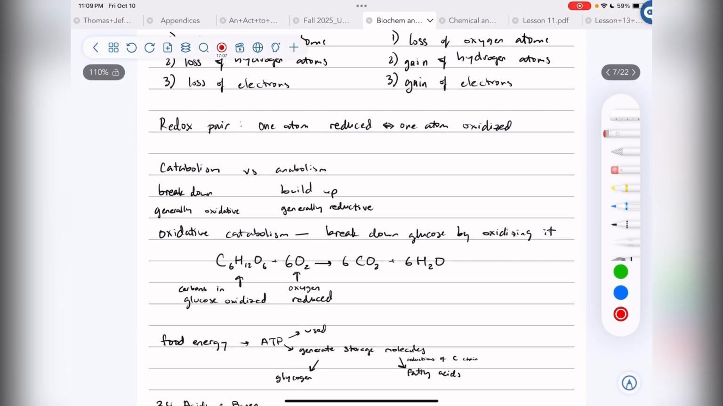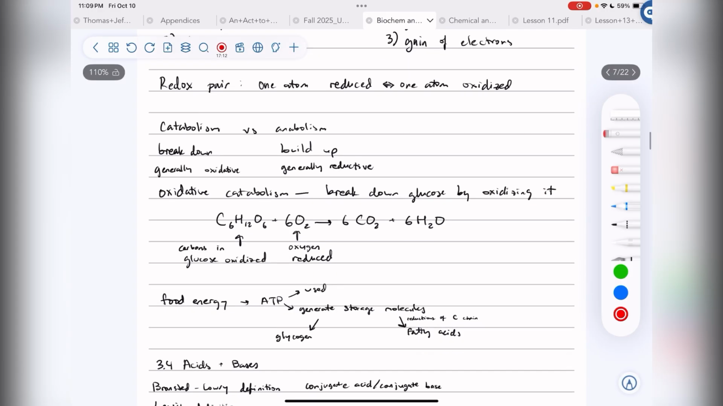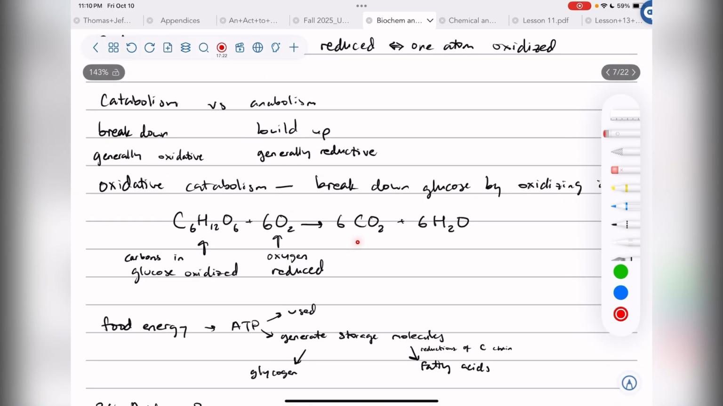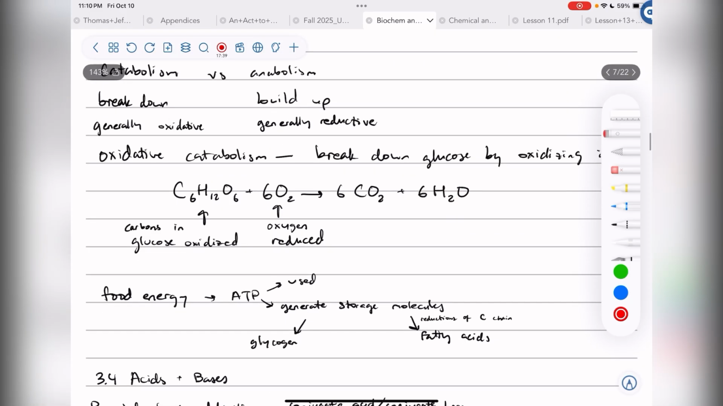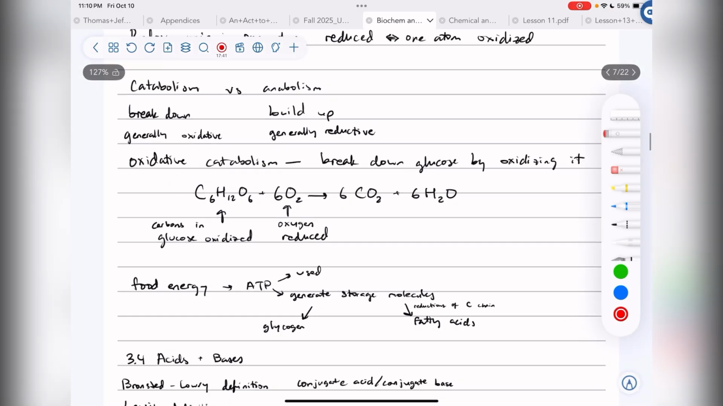So oxidative catabolism, when we break down glucose by oxidizing it. You've seen this so many times. Here's the glucose molecule, and here's the oxygen that we're using to break it down. We can see that these carbons are forming two bonds to oxygen, and so these carbons in glucose are being oxidized, and these oxygens are gaining hydrogens, right? This oxygen has formed two bonds to hydrogen, and so these oxygens are getting reduced.